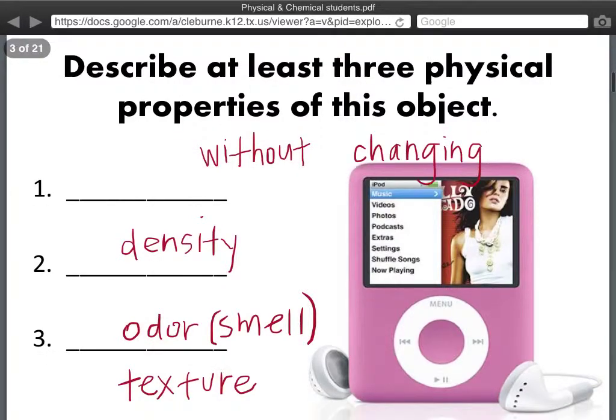I want you to describe at least 3 physical properties of this object. I want you to push pause while you do that, and we will discuss these as a class when we are finished.